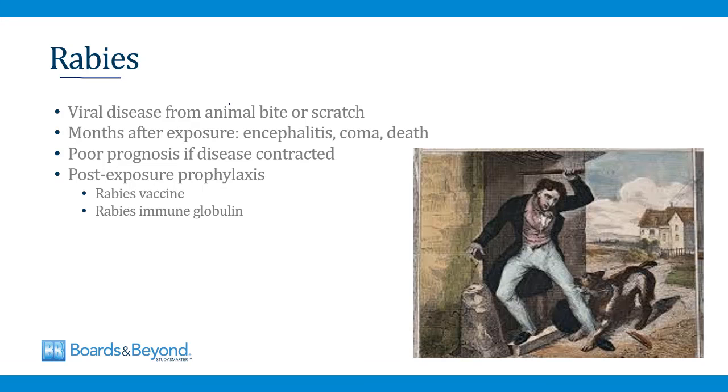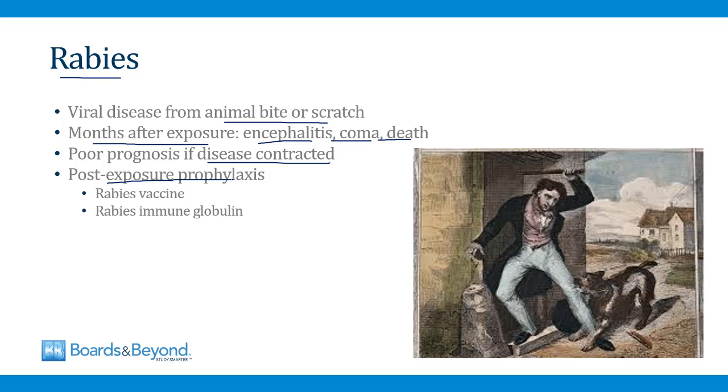So rabies is a viral disease that is acquired from an animal bite or scratch. Rabies develops months after exposure to the virus, and it's a central nervous system infection that leads to encephalitis, coma, and ultimately death. There's a very poor prognosis once rabies has been contracted. So because the prognosis is so poor, post-exposure prophylaxis is very important.